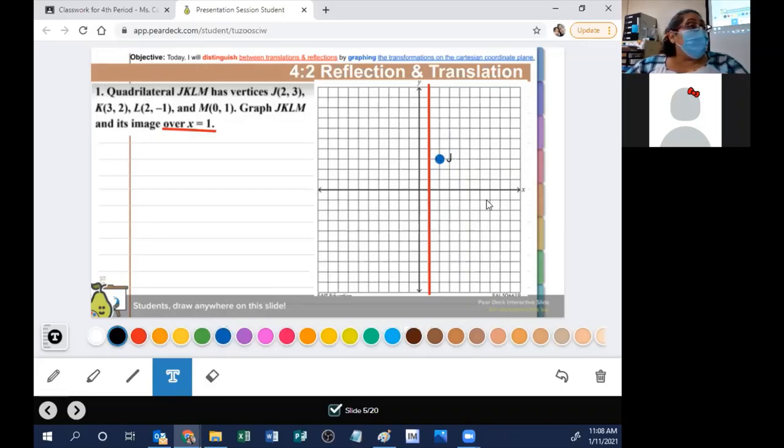Now, as I look at J, I need to figure out how far away J is from my line of reflection. Here's J. My line of reflection is the red line. It's one unit from the line of reflection. So I'm going to start at the line of reflection and I'm going to go away from it one unit. There is the reflection J prime. I'm going to repeat that same process to all the other vertices that I've been given.